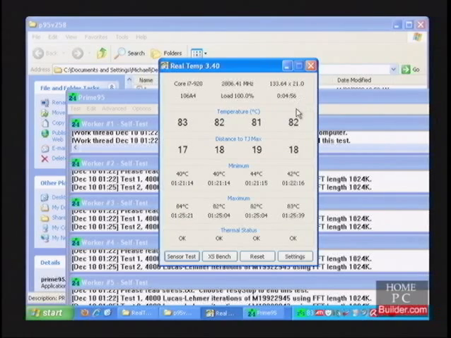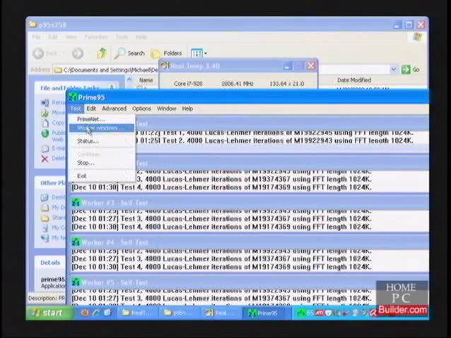We're about 4 minutes in, and it looks like it's going to be around a 3-degree improvement at load as well. Again, not what we were hoping for, but over a period of a week or two, the curing process should kick in and lower the temperatures down below 80 degrees. We'll close down Prime 95.